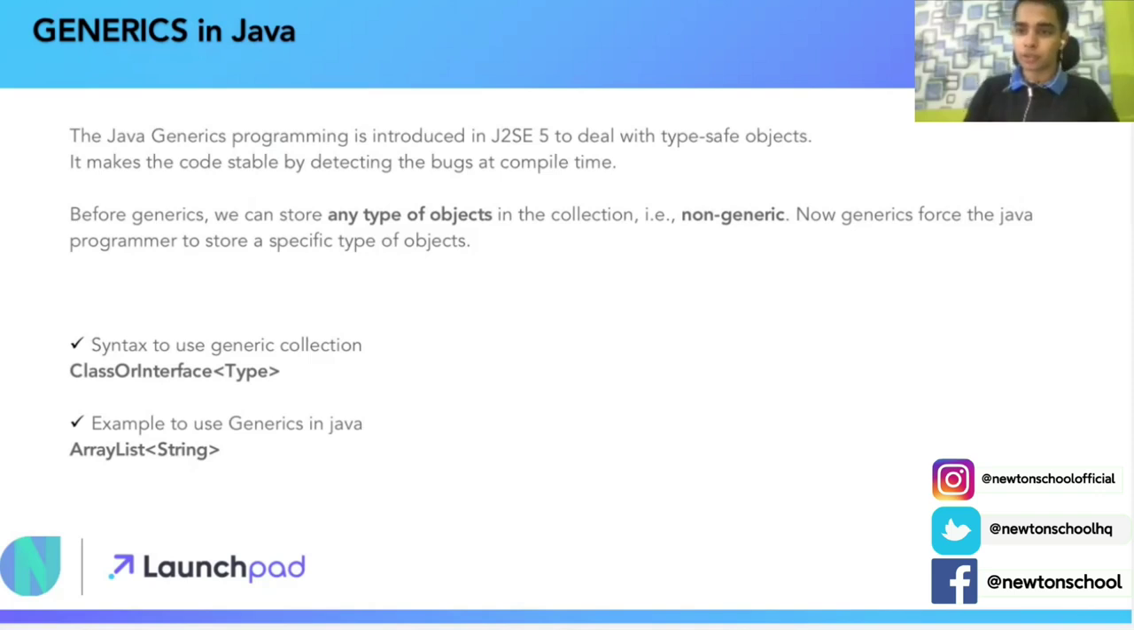Before generics were introduced, before Java 1.5, we were able to store any type of objects in the collection. That is, it was non-generic in nature. Now, since generics are in the picture, it forces the programmer to specify a particular type of the objects. The syntax of Java generics is class or interface followed by its type. For example, if I am using an ArrayList or a HashMap, I have to give its type. In this case, you can see an example, ArrayList of String.